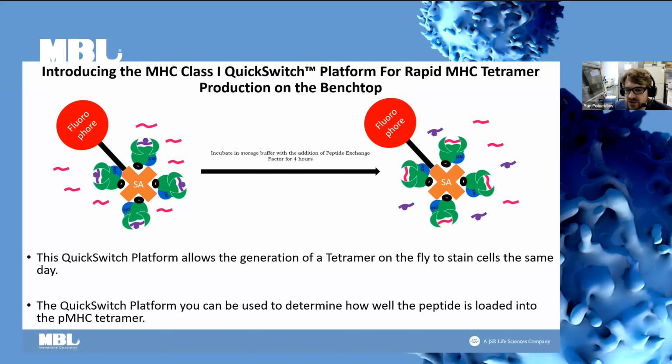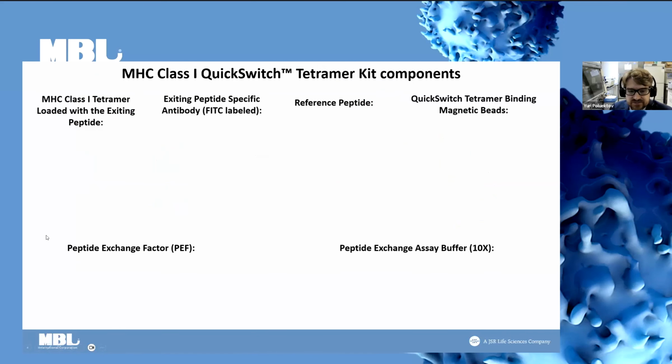The one major drawback of creating tetramers using the peptide exchange procedure is that if the peptide you're trying to load is not a good binder, there will still remain a lot of unexchanged exiting peptide in the tetramer. For this purpose, the QuickSwitch system comes with all the necessary components to measure how much of the target peptide is loaded on the tetramer and how much of the tetramer still has the weak binding exiting peptide still bound to it. The QuickSwitch MHC Class 1 kit includes the following components.